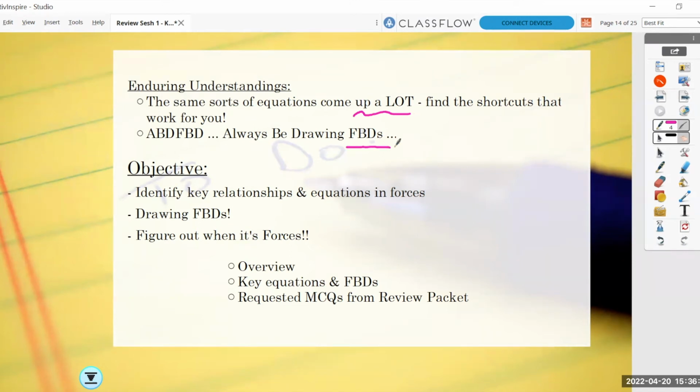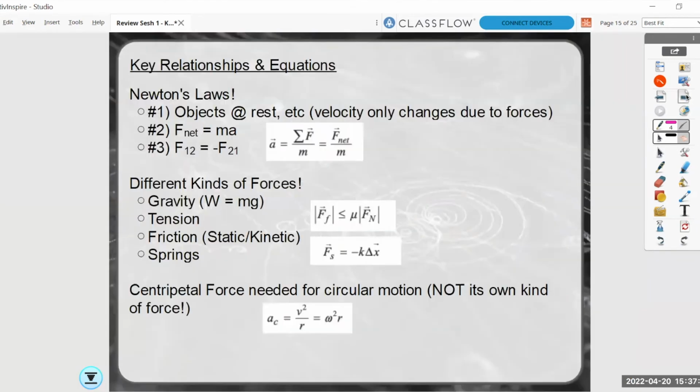I cannot stress enough how important it is for you to draw a free body diagram. Take 5 seconds on the corner of the exam when you're taking it, and just draw it. Without the drawing, it's extraordinarily difficult to understand dynamics and forces. The drawing really helps you. So again, we're going to look at some key relationships and equations for forces, remind you about drawing free body diagrams, and then how you know when something's a forces question.